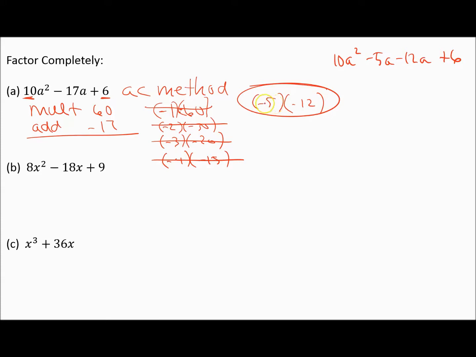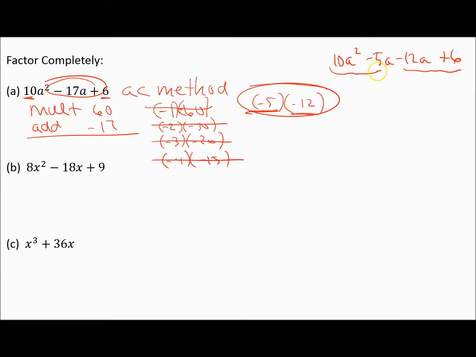Remember, the idea is when you're doing the AC method, whatever two numbers you come up with that multiply to be a times c and add to be the middle coefficient, you replace the middle coefficient, negative 17a in this case, with those two numbers. Then you do factor by grouping.